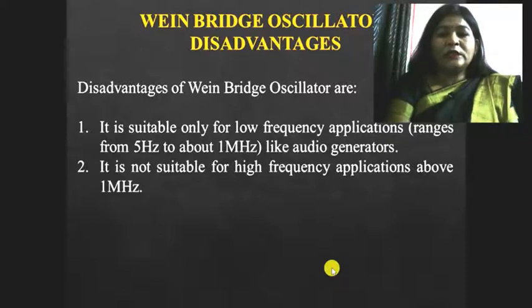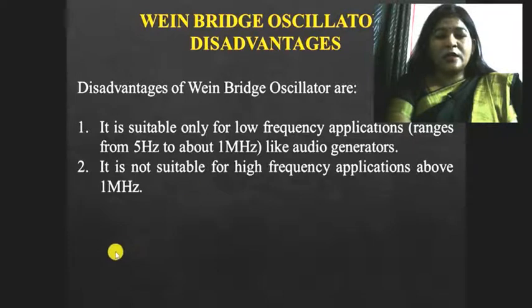Now, what are the disadvantages of the Wien bridge oscillator? It is only suitable for low frequency applications, with a range from 5 Hz to about 1 megahertz. So it is used for audio frequency applications only, and it is not suitable for high frequency applications above 1 megahertz. So these are the basic disadvantages of the Wien bridge oscillator.